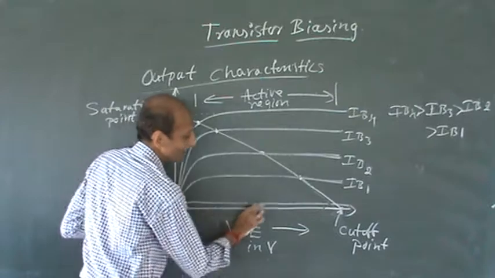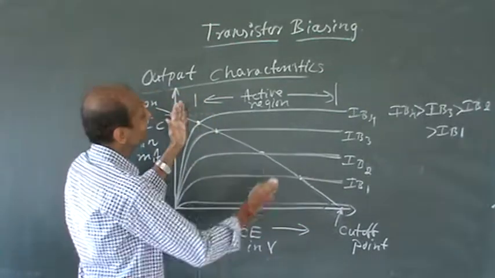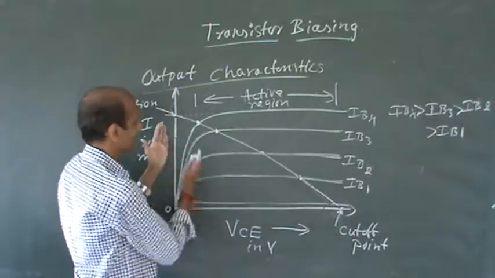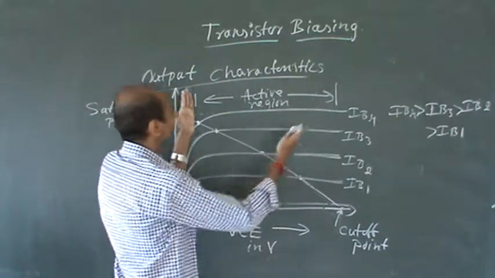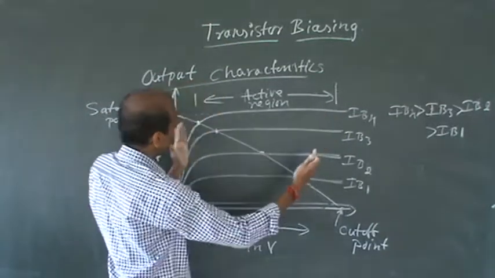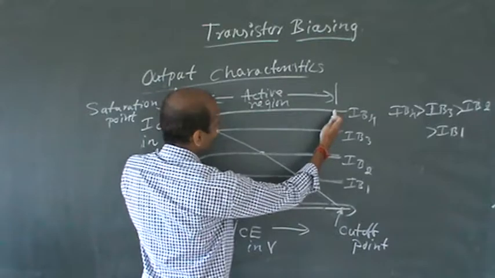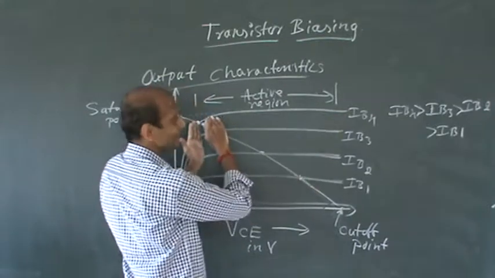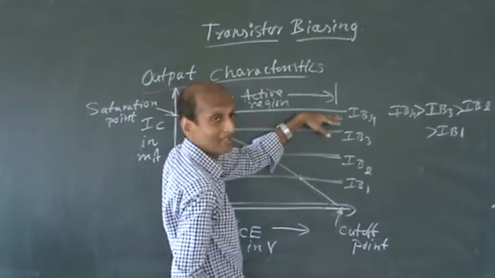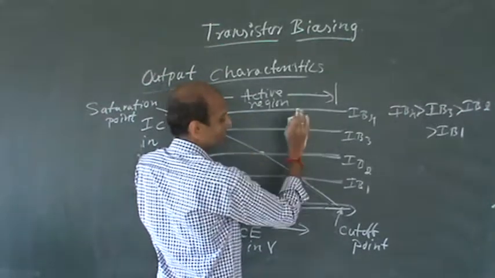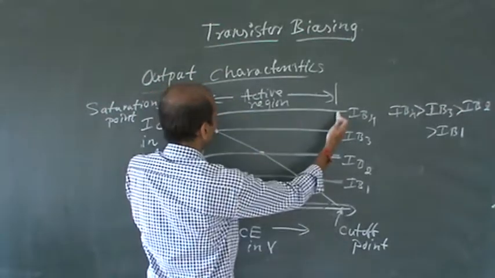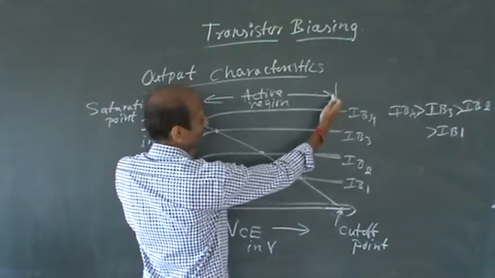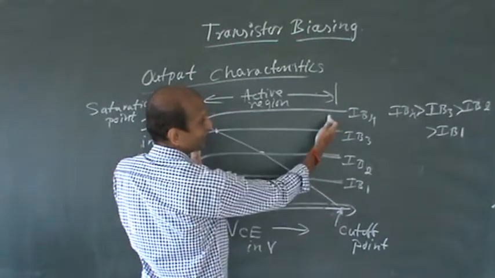So this is your cutoff region, and here comes the active region. This is what is called the ohmic region, isn't it? So here comes the active region. Active region is the region wherein the collector current remains almost constant. So this region, from here to here, is what is called the active region.